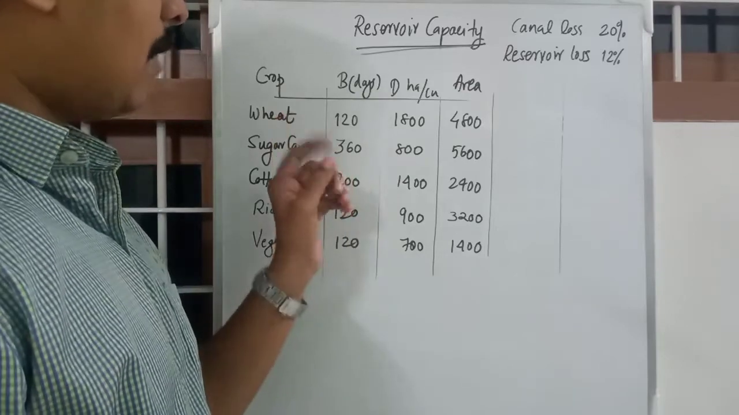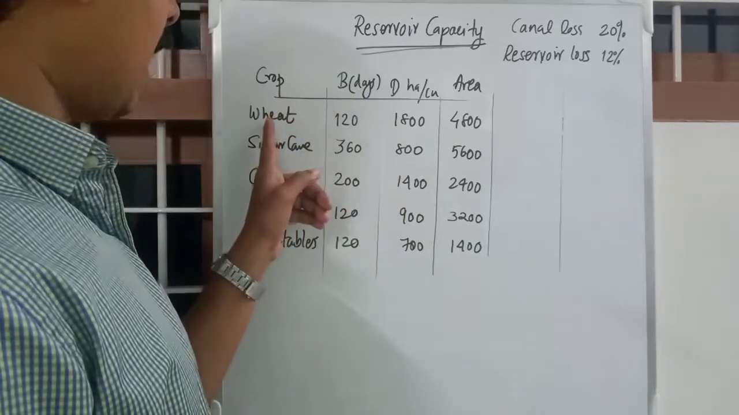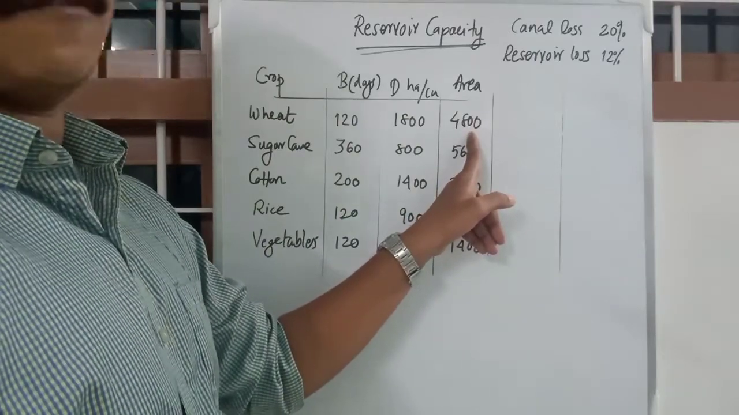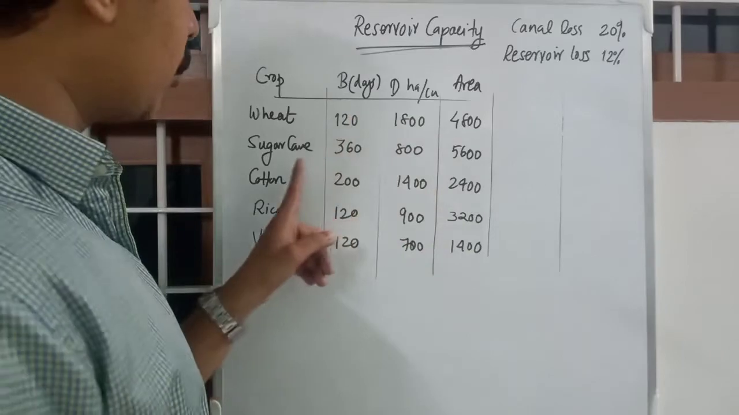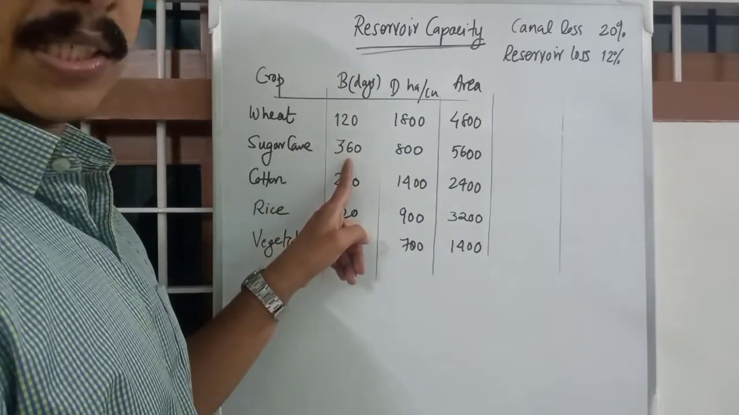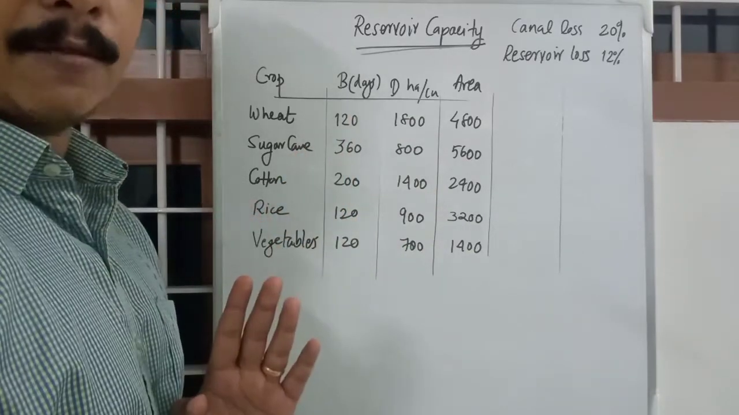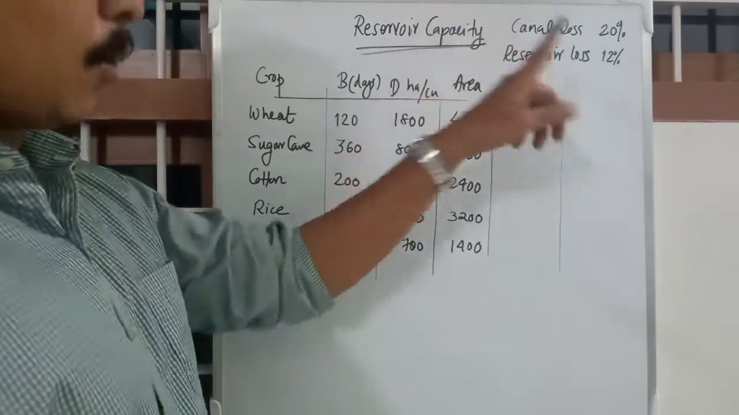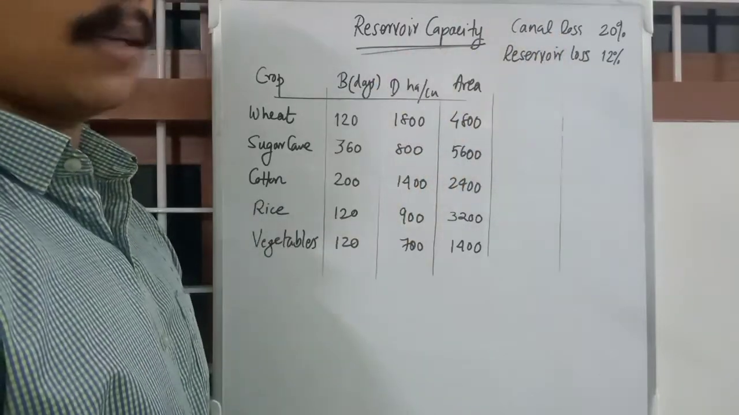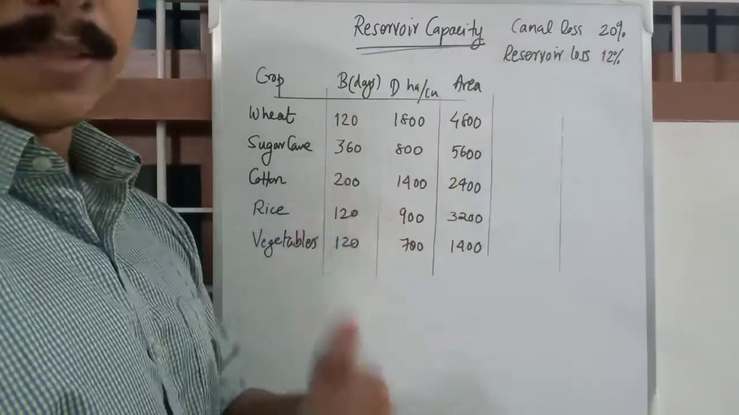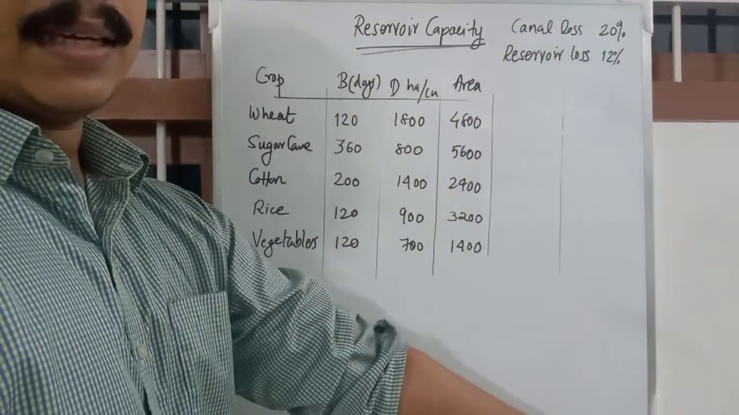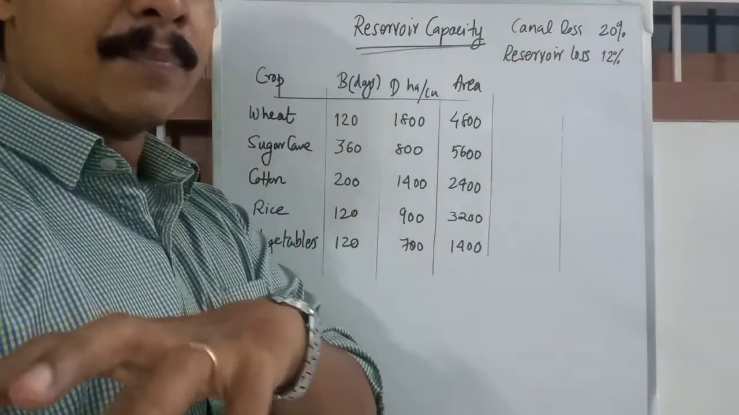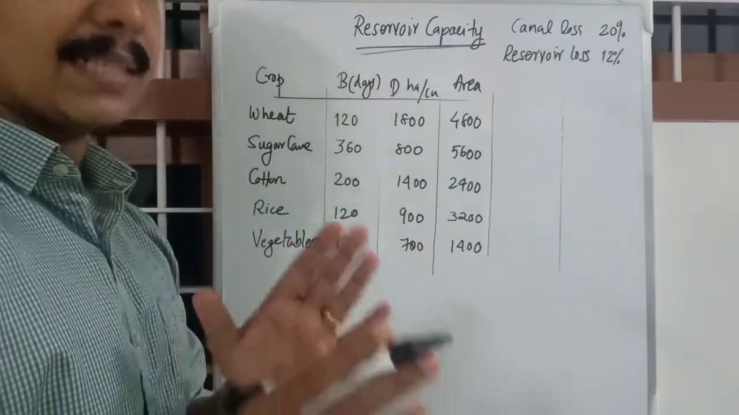Our sole purpose is just this: you will calculate how much water you need to irrigate wheat for 120 days, how much water you need to irrigate sugarcane for 360 days, and likewise everything. Add all those, and you will get the reservoir capacity. Also consider these two losses. There will be a canal loss of 20% when it comes to the cultivating land, and a reservoir loss of 12% when it is retained in the reservoir. So that is the concept.